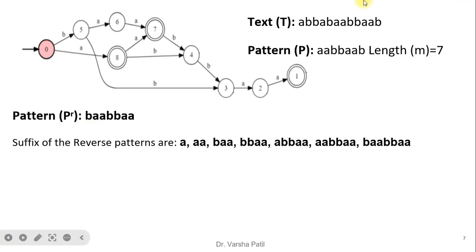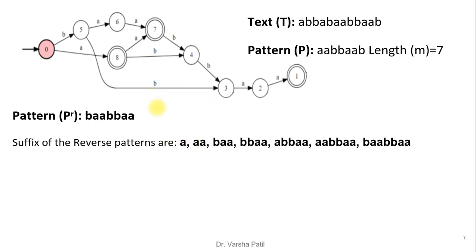Now the text and the pattern are given. The length of the pattern is 7 characters. First we make the reverse of the pattern. The reverse of the pattern is BAABBAA. From the reverse of the pattern we find out the suffixes. The suffixes can be A, AA, BAA, BBAA, like this. So we are finding all suffixes of the reverse of the pattern.